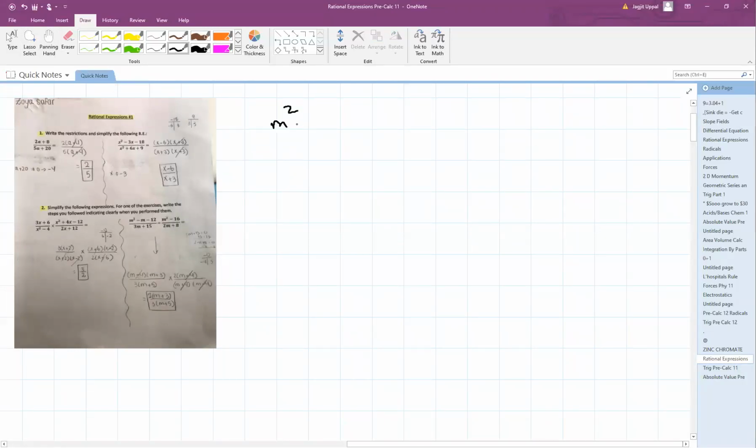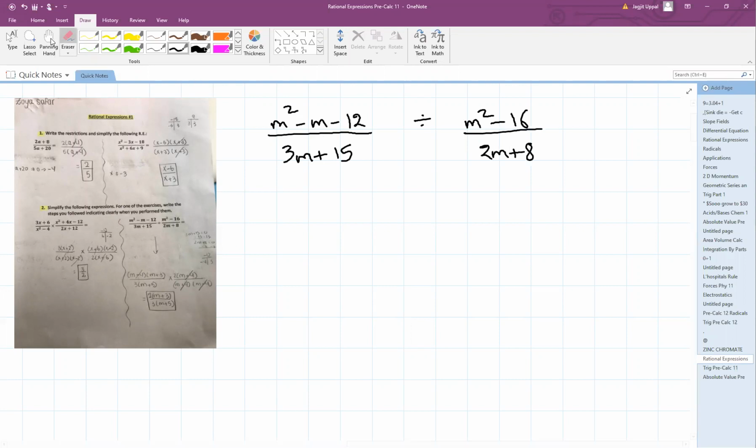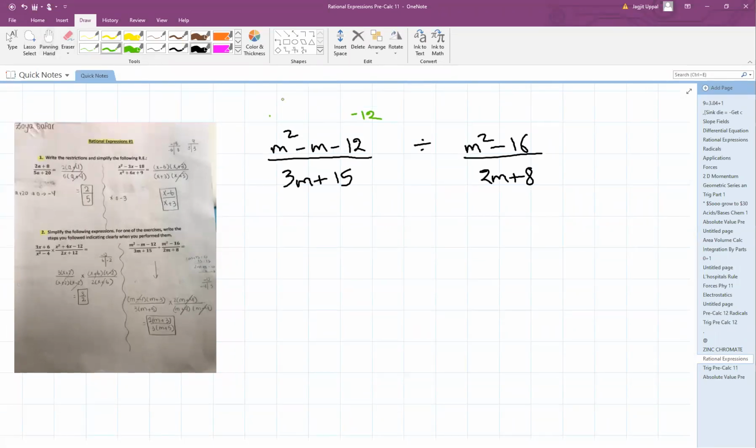So now let's have a look at that. You have m squared minus m minus 12 over 3m plus 15, divided by m squared minus 16 over 2m plus 8. So in the first step, we're going to factor. We have 1 times minus 12 gives me minus 12. Got to find two numbers that multiply to minus 12 and when you add them, you get minus 1. So that's going to be minus 4 and 3.